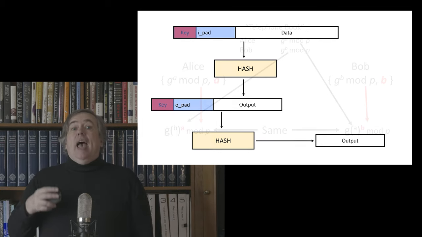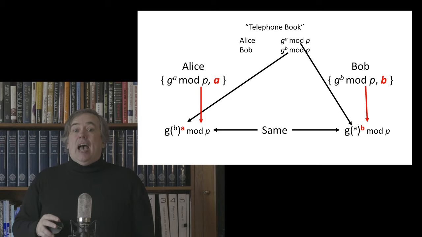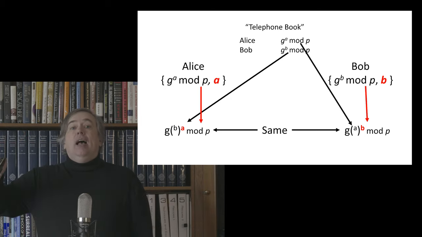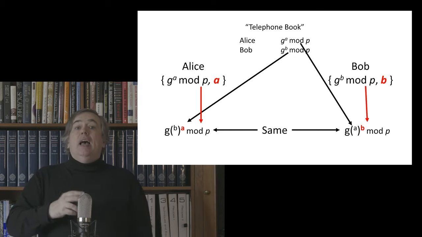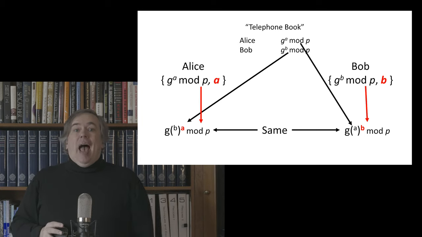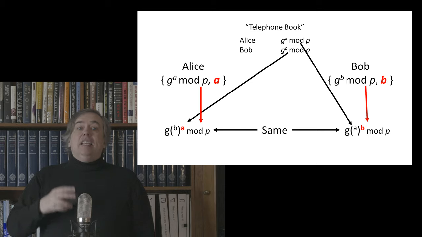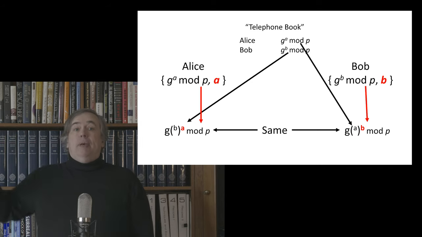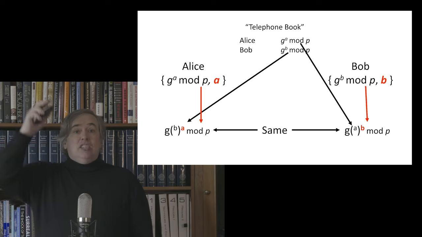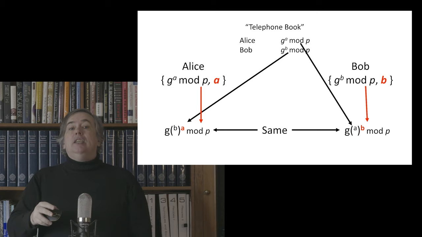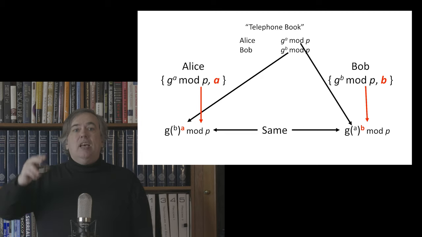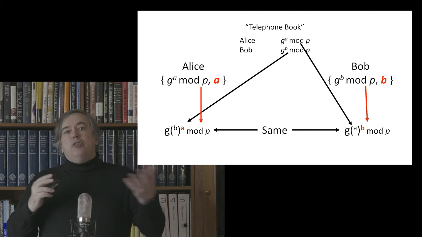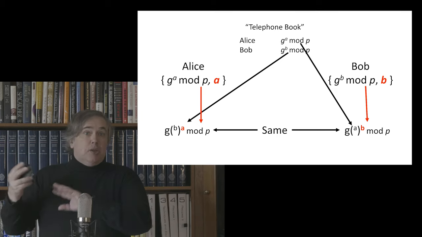Okay, so now we've got a new version in which Alice is going to have G to the A mod P as a public key and A as a private key. Bob is going to have the same with B as his public-private key pair. And now they can both calculate G to the power B times A mod P by different routes. Alice is going to use Bob's public key and raise it to her private key. And Bob is going to raise Alice's public key to his private key. So they both do the same operation, but on different data. So they're doing it in a different order.